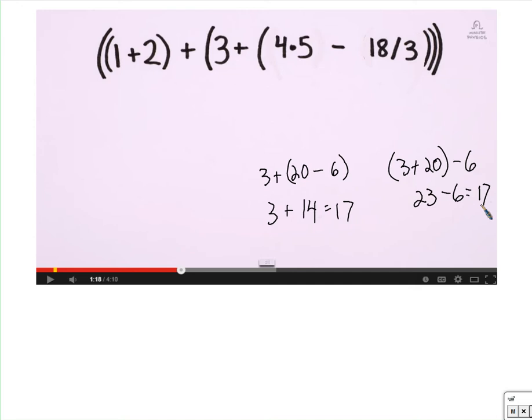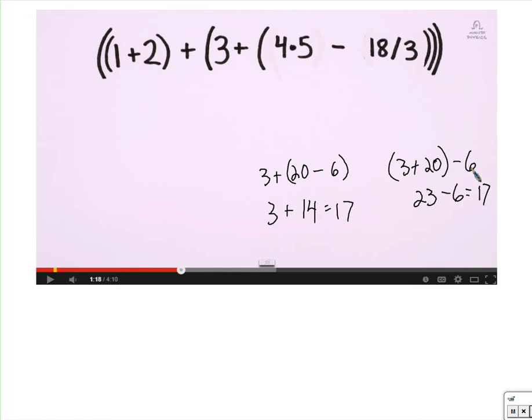Something that is not so much a rule, and not an agreement, but just the truth. Talking about the number line here, whether I start at 20, go back 6, and then go to the right 3, it's the same as starting at 3, going to the right 20, and coming back 6. It will still get you to 17.